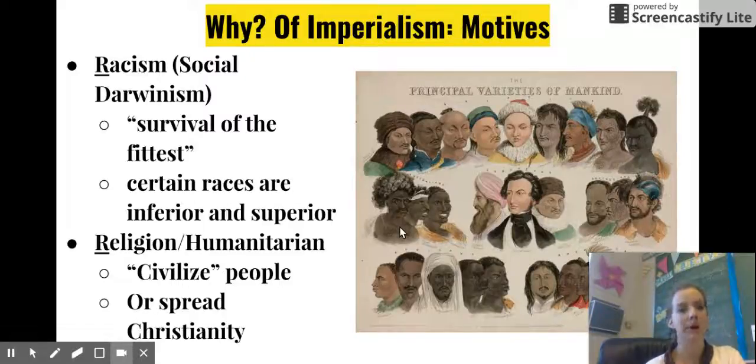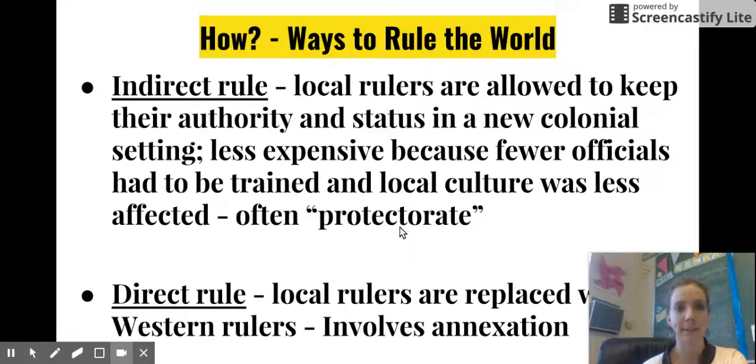So racism, we're better than them. Religion or humanitarian, still sometimes that assumption that we have more truth or we have a better culture, but a more positive approach to trying to help those people. I should note, too, that some missionaries actually went against other imperialists, so you certainly don't have a totally full anti- or pro-imperial religious backing to this.